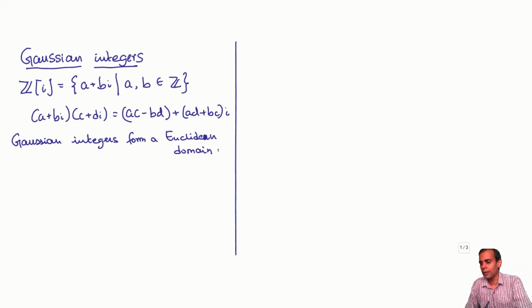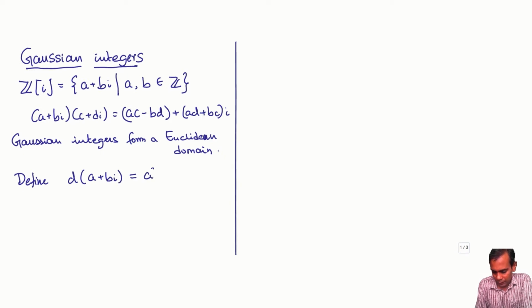In order to show that an integral domain is a Euclidean domain, you need to give a size function. So let's define the size function. Define d of a plus bi to be a squared plus b squared. Recall that if I take the square root of this, it's just the absolute value of the complex number a plus bi, which is nothing but the distance of this complex number from the zero vector in the complex plane.